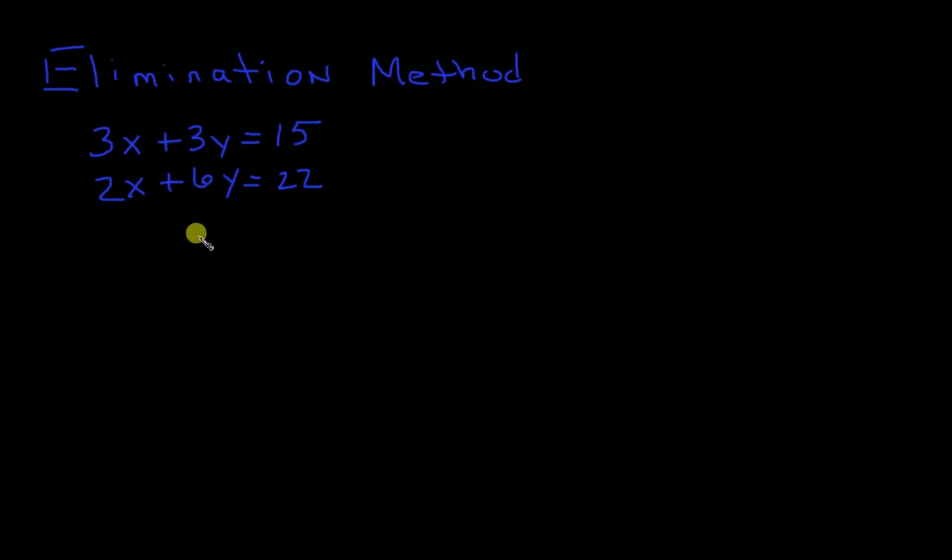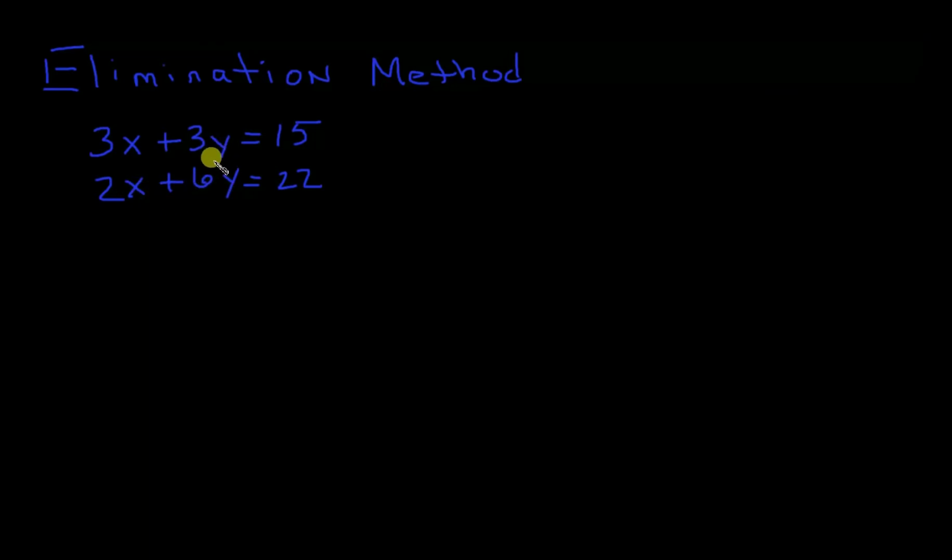Now, your goal for the elimination method is to eliminate one of the variables at first so that you can isolate and solve for one, and then plug in the one you solve for to find the second variable. So the easiest one to solve here is, well, what do 3 and 2 have in common? How can I make these two the same but opposite? Well, it's a little harder to think about.